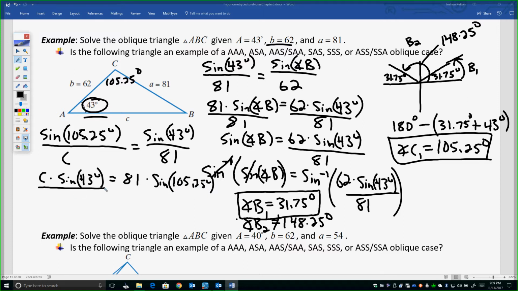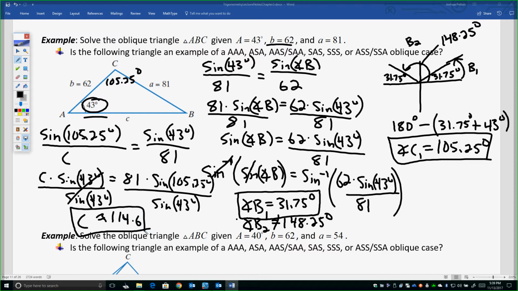And divide by the sine of 43. Cancels. So C gives us approximately 114.6. Okay, so that solves that. We'll try the last one now. So in this case, we have only one possible triangle. All right, let's go with third case.